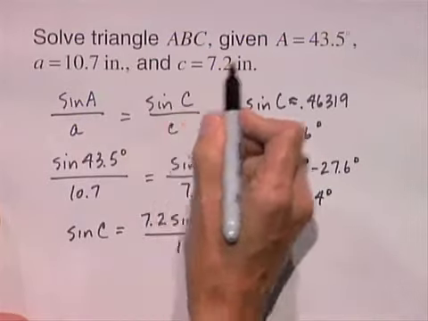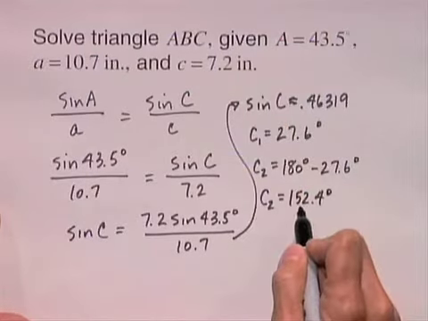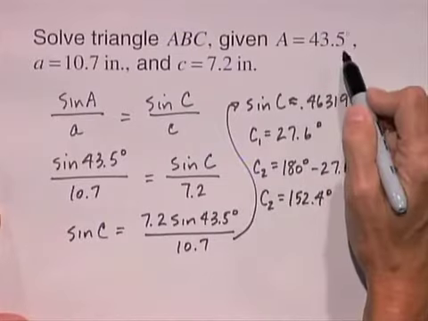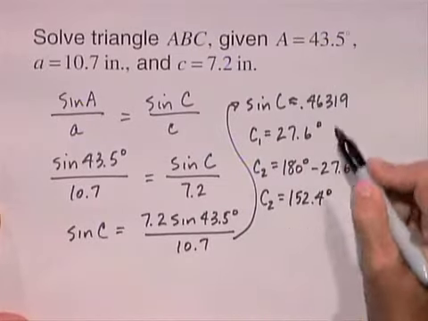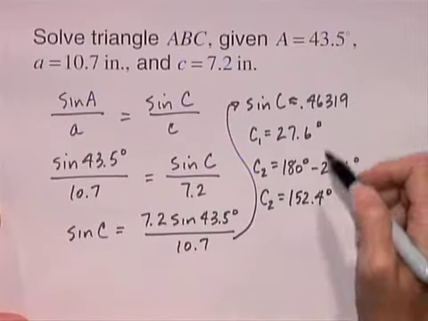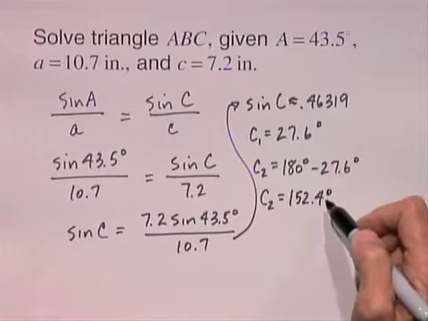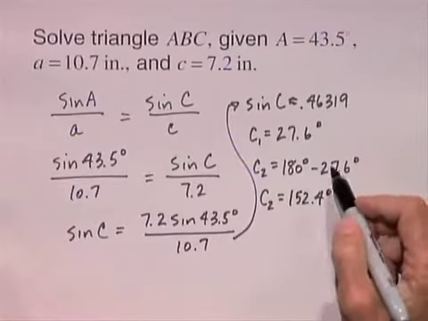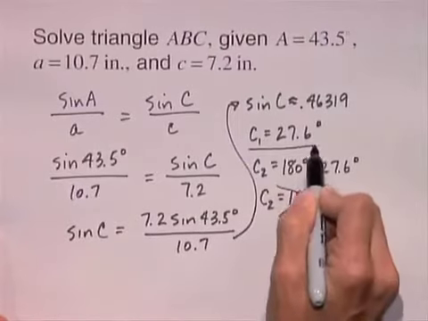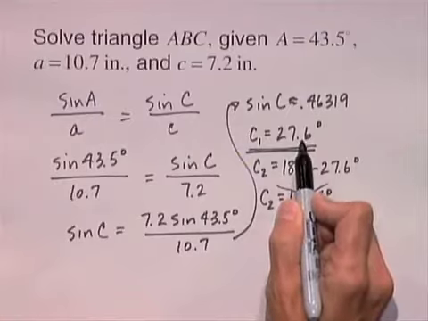So it looks like there might be two answers to the question. There might be two triangles that fit this given information. However, if you take 152.4 and add 43.5, you end up with 195.9, and that means that these two cannot both be angles in a triangle. They themselves add up to more than 180. This is not a second possibility. There is only one angle C. We're going to use it to solve the triangle.